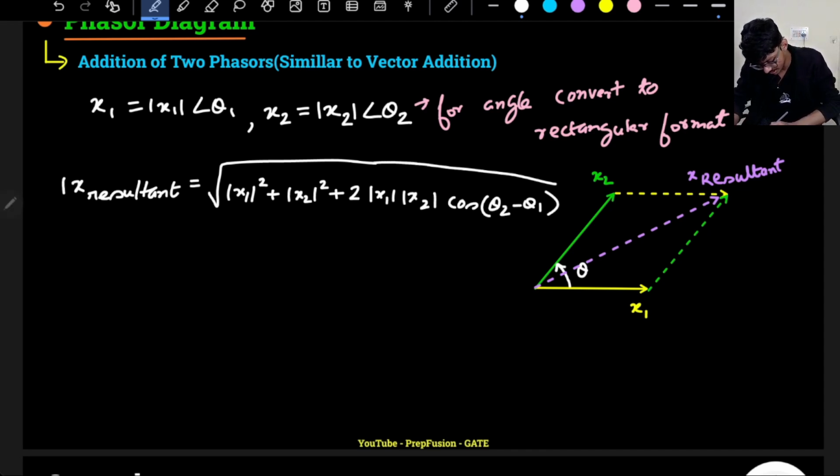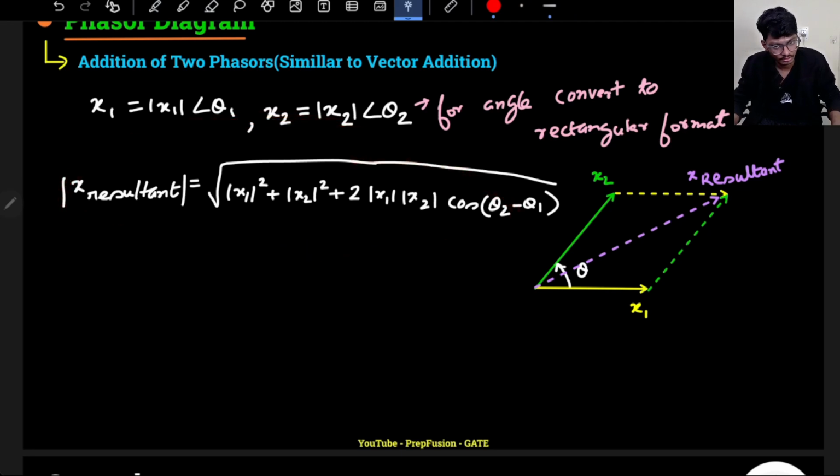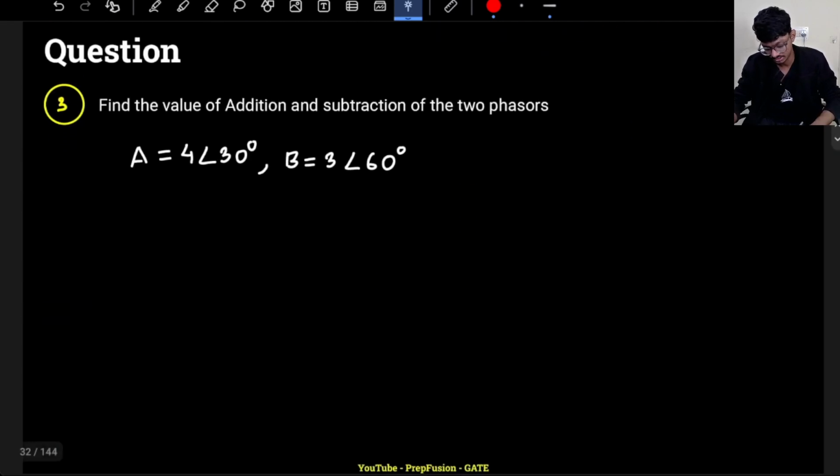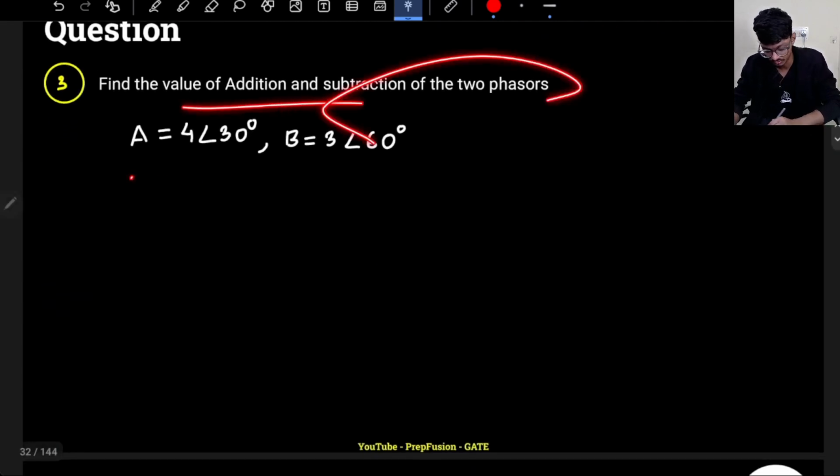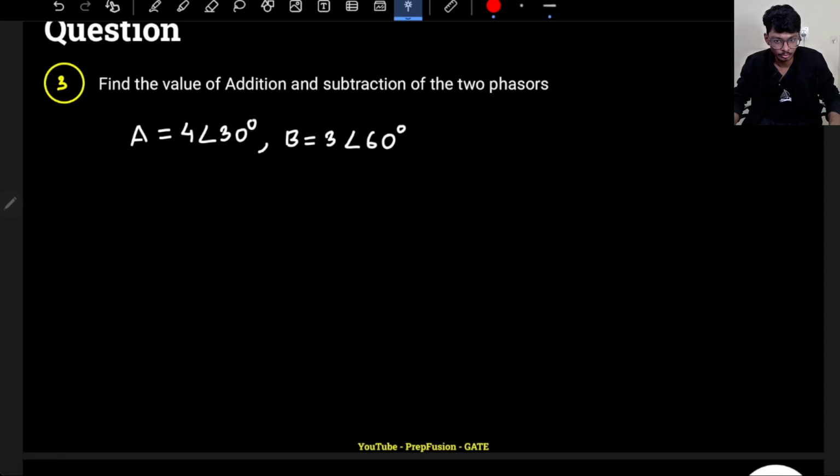So this is the amplitude or the magnitude of the resultant. I am just talking about the magnitude. The magnitude of the resultant will come out from this formula. This is just the parallelogram law. I hope you know this. So let's do an example: find the value of addition and subtraction of the two phasors. I will prove it with the help of the parallelogram law and with simple rectangular format as well, so that we verify the results.